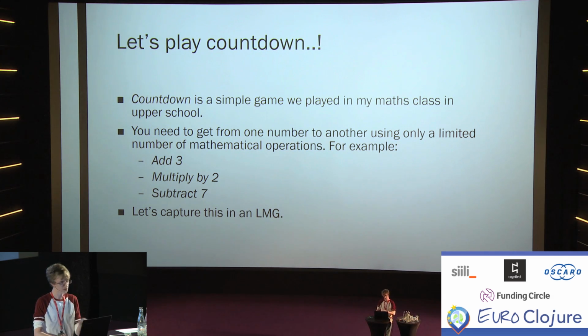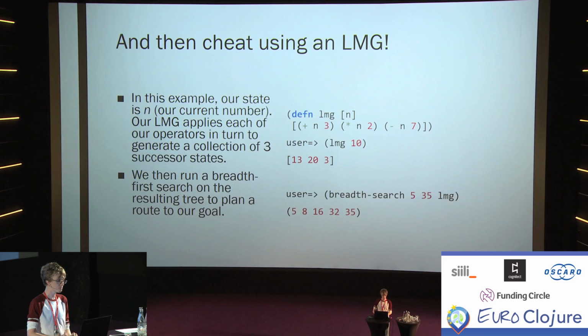All right, so now let's capture this in an LMG. We define our LMG function that takes a state n. In this case, n is a simple integer. We apply our 3 relevant operations to n, and return those in a vector. So if we do LMG 10, that's going to give us 13, 20, and 3 back. It's going to apply each operation to 10 and hand it back to us in the collection.